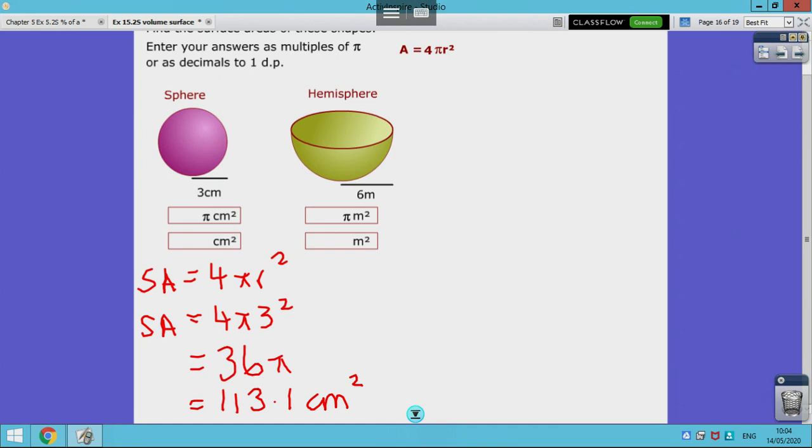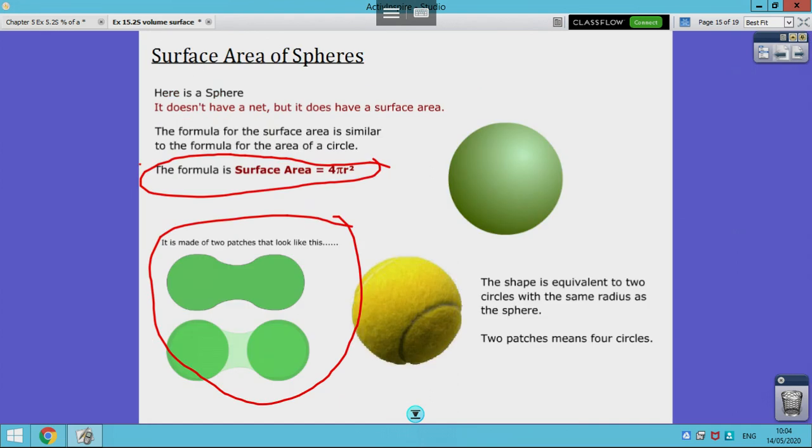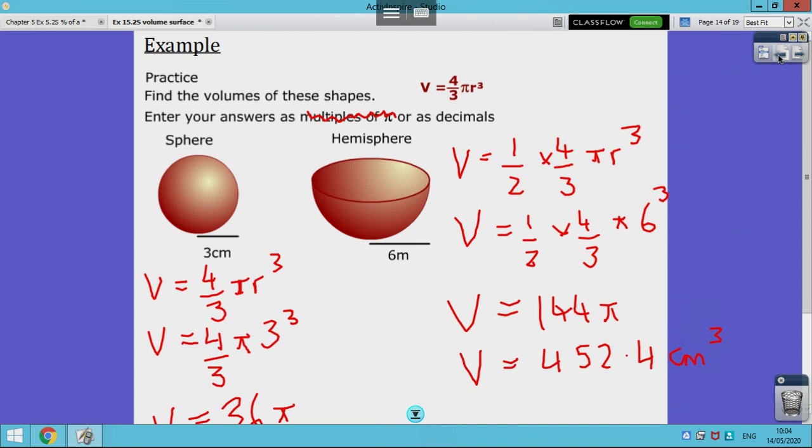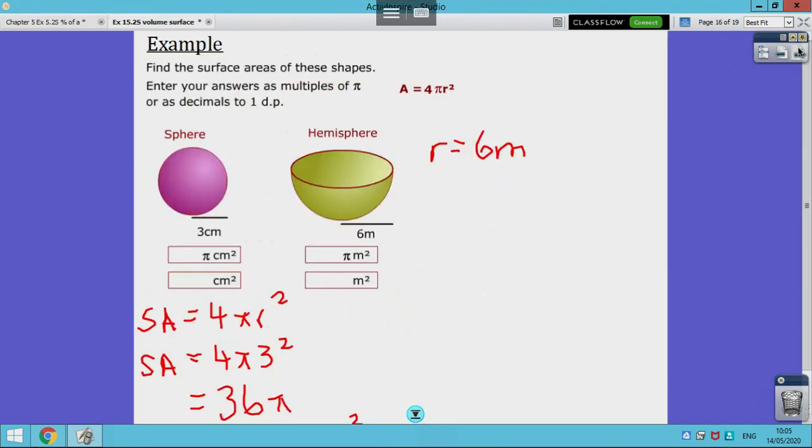Now, let's think about this hemisphere. So we know the radius is going to be 6 metres. That's fine. Oh, did I do metres for the other one? Did I say centimetre? Oh, I said centimetres. Look at me, that's bad. Metres. See, caught myself again. There we go. Okay, back to this one.